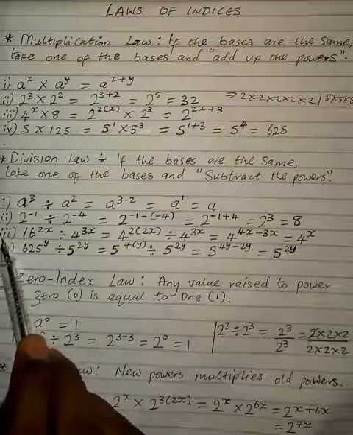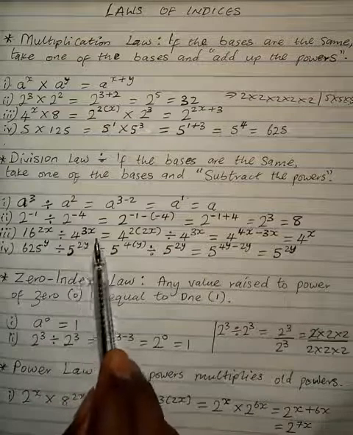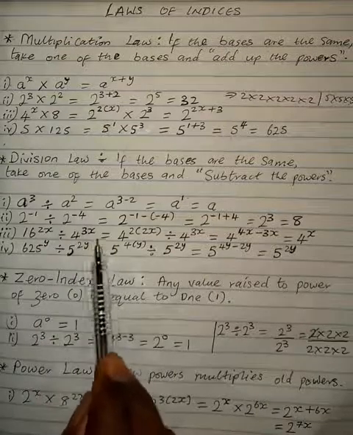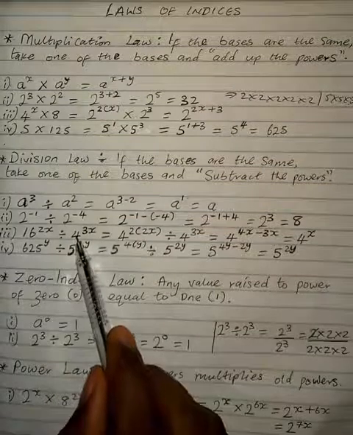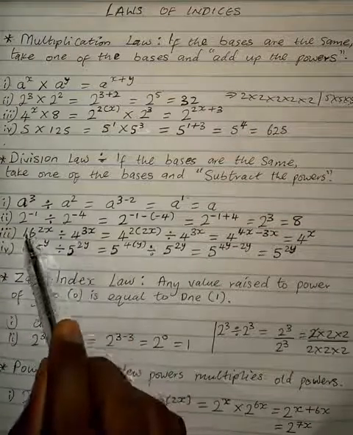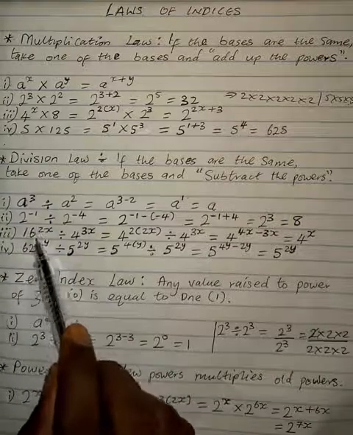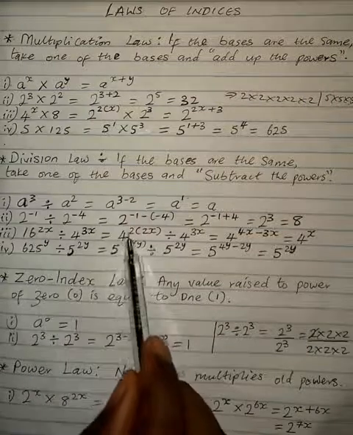All right. Now, the third question there is 16 raised to the power 2x divided by 4 raised to the power 3x. Now, the bases here are not the same. We are meant to make it the same. Now, of course, this is 4. If you raise 4 to the power of 2 to give us 16, because 4 times 4 is 16.